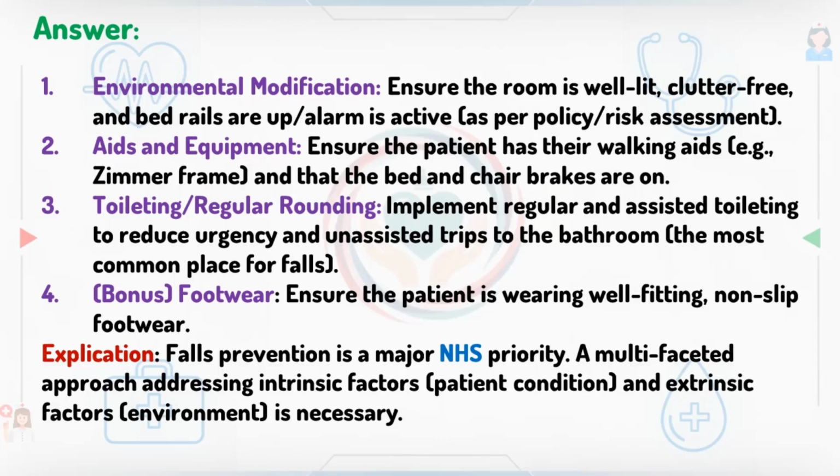Ensure the patient has their walking aids, for example Zimmer frame, and that the bed and chair brakes are on. Toileting or regular rounding: implement regular and assisted toileting to reduce urgency and unassisted trips to the bathroom, the most common place for falls. Bonus: footwear. Ensure the patient is wearing well-fitting, non-slip footwear. Explication: falls prevention is a major NHS priority. A multifaceted approach addressing intrinsic factors, patient condition, and extrinsic factors, environment, is necessary.